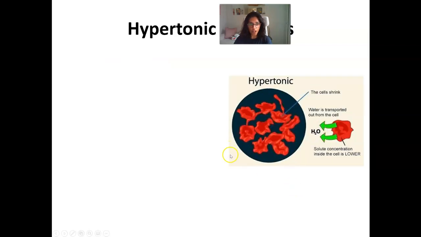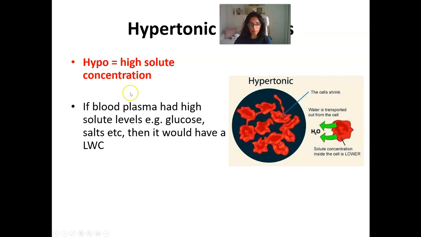The opposite of a hypotonic solution is a hypertonic solution. So hyper means high solute concentration, or the converse of that would be a low water concentration. Now again, remember that osmosis is the diffusion of water from a high to low water concentration. If you have blood plasma that is very sugary, so let's say for example you've had a very high sugar meal and the blood plasma concentration is too high in sugar, it's not having enough water to balance it out.